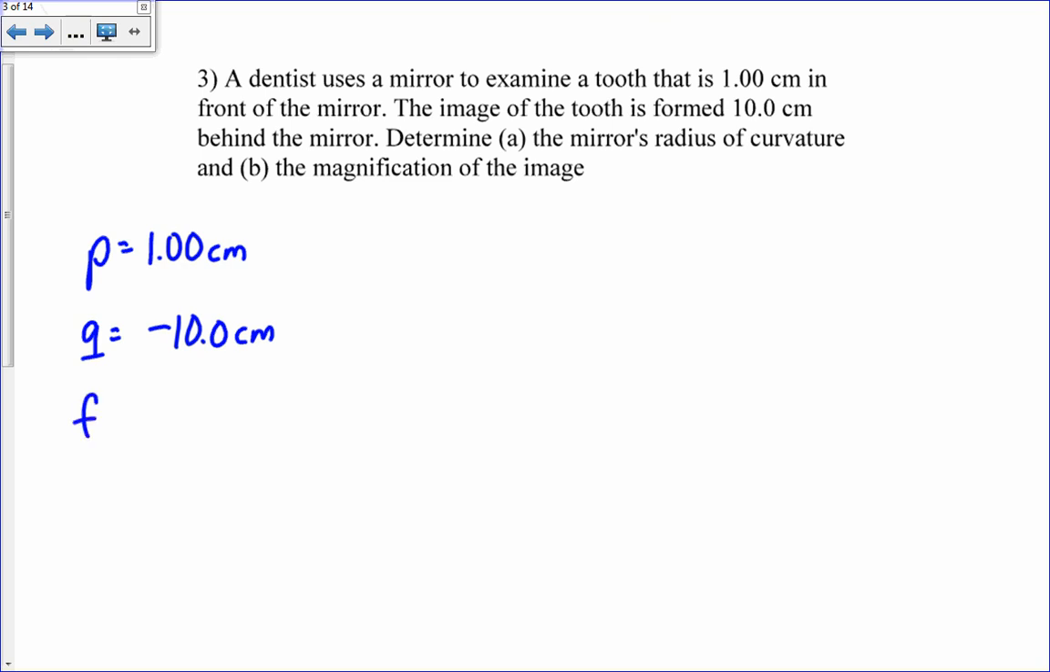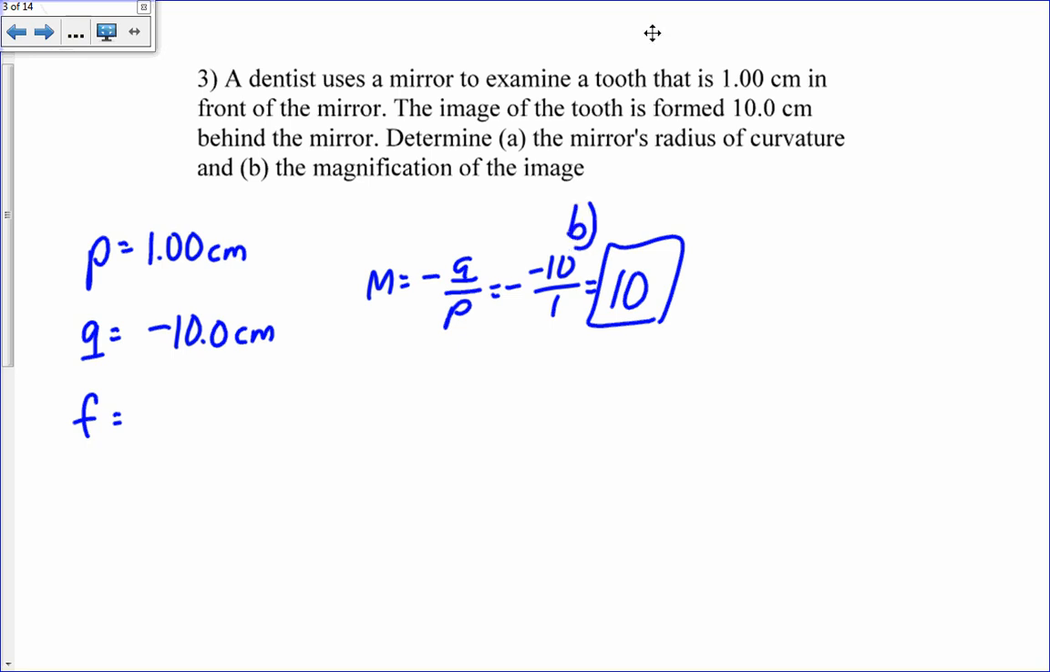So I want to know what is F. I can find the magnification of the image. That's easy because I already have it. Negative Q over P. That's going to be negative negative 10 over 1. So my magnification is 10. That's for part B.